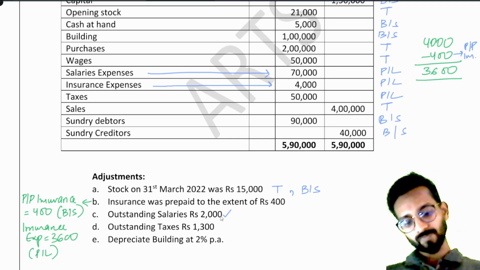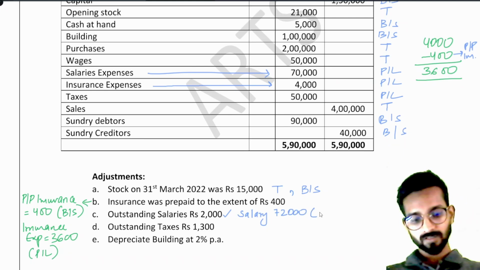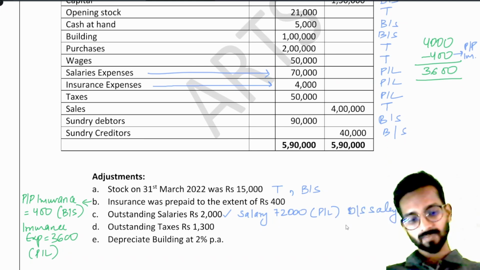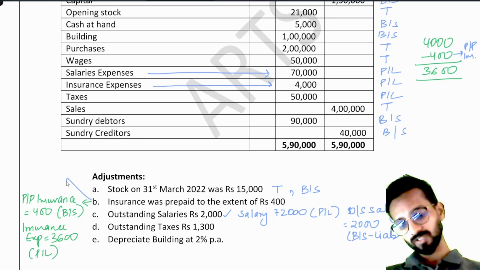Understood? So you will write salary of 72,000 in your P&L account, and in your balance sheet you will write outstanding salary 2,000 rupees on the liability side. Understood? The entry, what will be passed? See, you will pass your entry. For prepaid insurance you will pass the entry prepaid insurance debit to insurance expense.